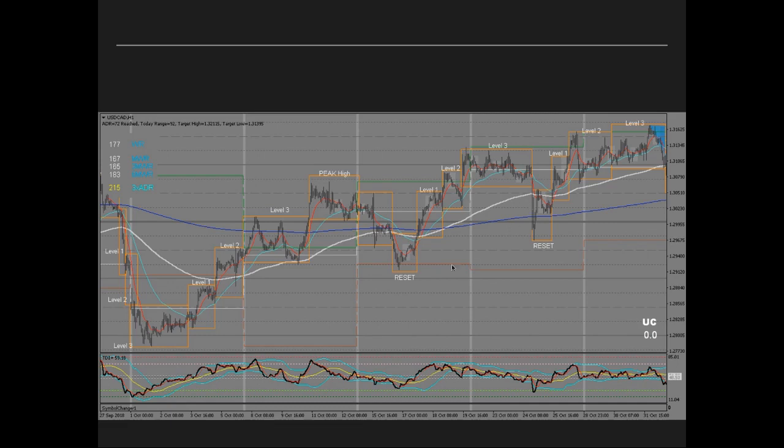What happens is the reset level acts as the peak formation low for that new cycle. So this will be the new P formation low, and this will be the new P formation low, and you can see how it works out to be each week. These lines here separate the weeks.